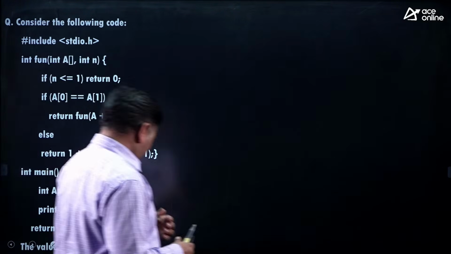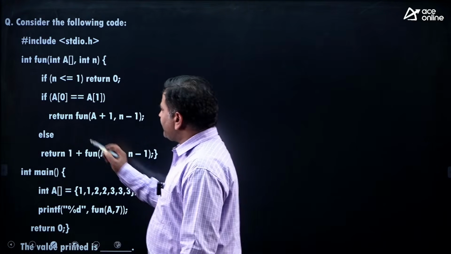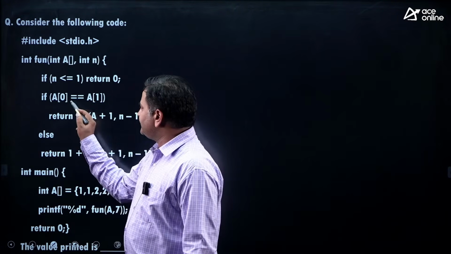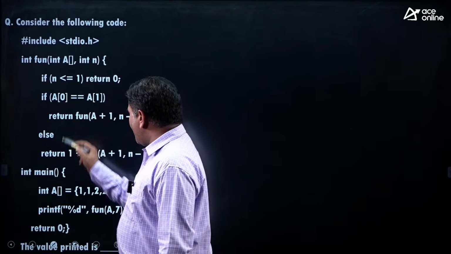Yeah, we don't have time now. Let me explain this question quickly. The question is very simple, friends. It is comparing two consecutive elements, a of 0 and a of 1. So if they are matching, how many times are they matching?